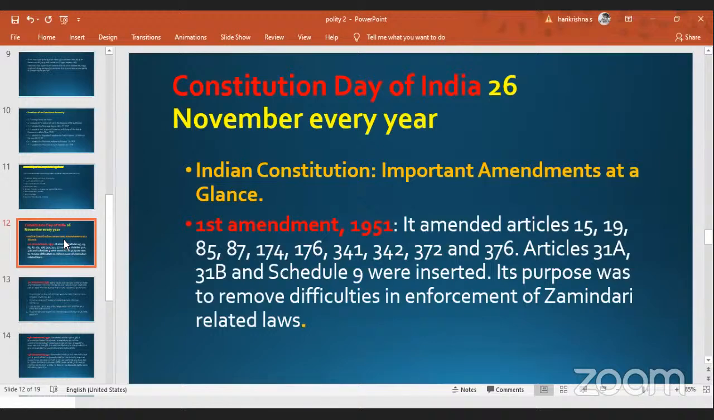Yes, then here it speaks about the various amendments. Even though sometimes you may forget the articles, try to remember which amendment and in which year. So the first amendment was in 1951, which was to remove the difficulties in enforcement of Zamindari related laws.